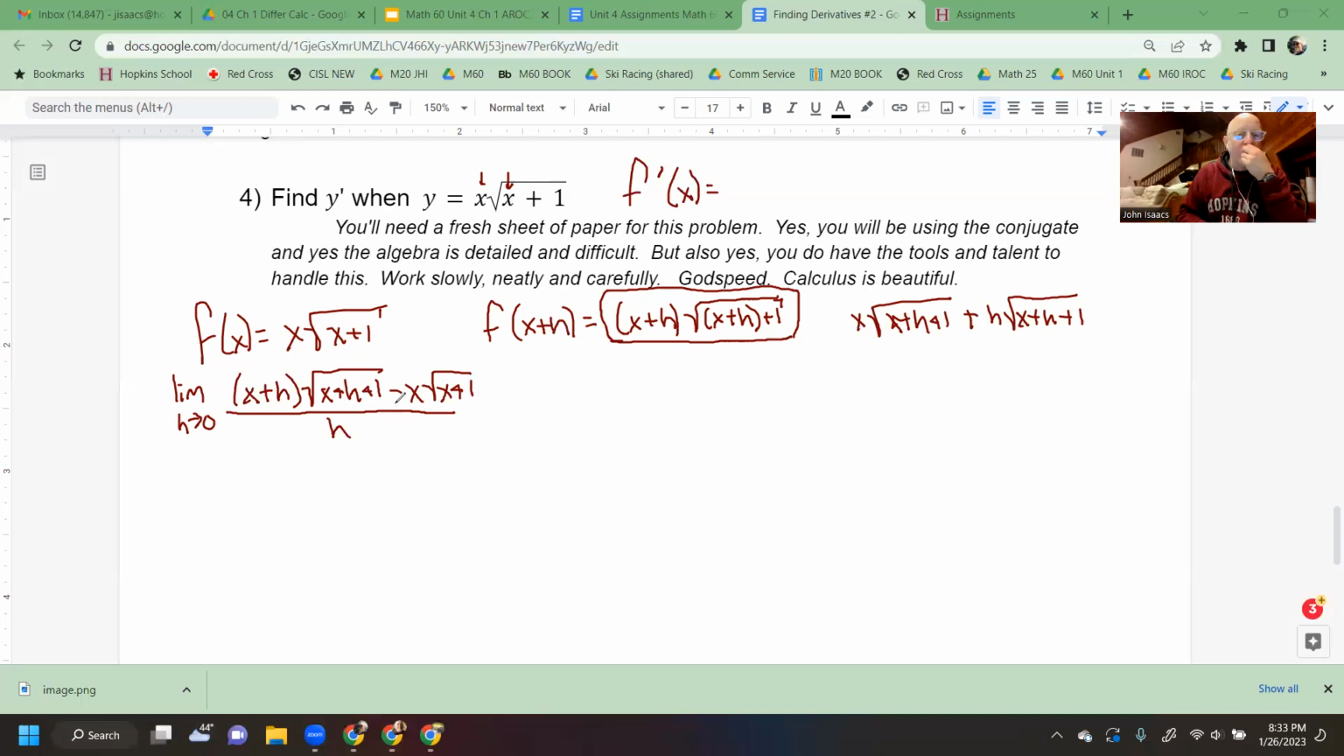Okay, I see these radicals and I think we probably want to use the conjugate. So I'm going to write over here what the conjugate of this numerator is: x plus h times radical x plus h plus 1, and then instead of minus, plus x times radical x plus 1.